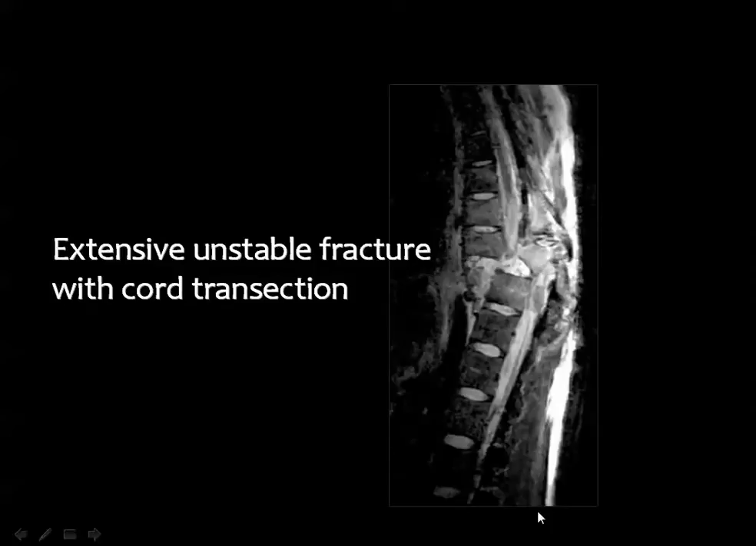And this is a severe unstable fracture of the mid-dorsal vertebrae. There is posterior displacement or retrolisthesis of this vertebral body. There is complete disruption of the spinal canal and possibly complete transection of the spinal cord.